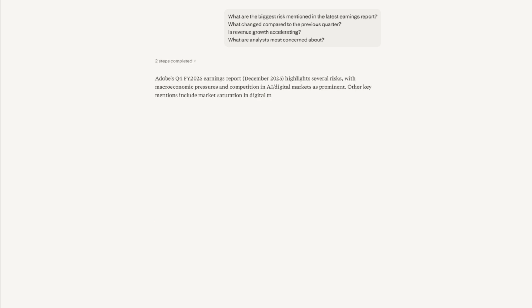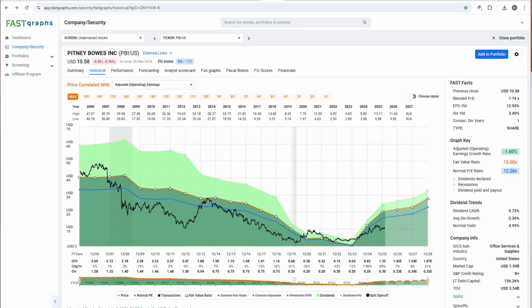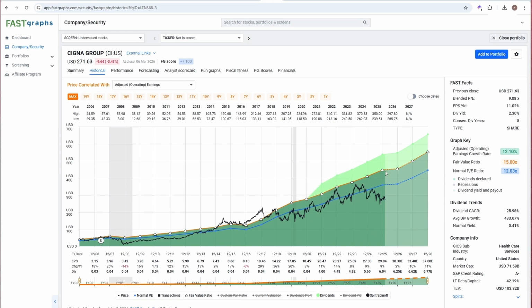Now, even if a company passes all of these steps, there are still three major red flags that can immediately stop me from investing. Red flag number one, declining revenue. If a company's revenue is consistently falling, it may mean the business is losing demand or facing stronger competition.